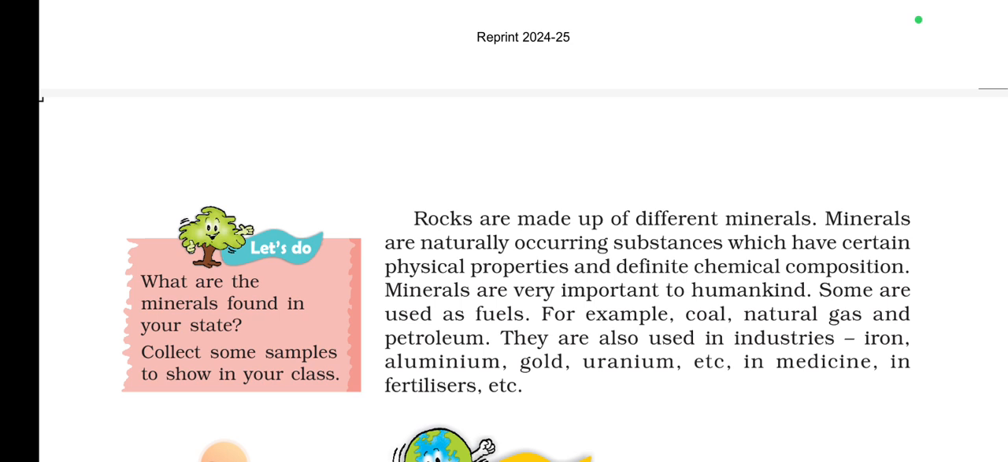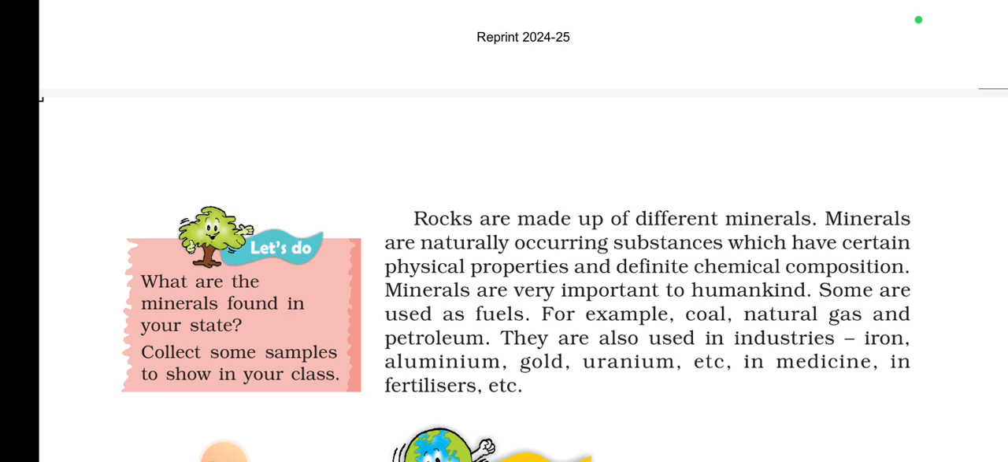Now, the rocks are made of different minerals, so this is about mineral composition. Minerals are naturally occurring substances which have certain physical properties and a definite chemical composition. Minerals are very important to humankind, and some are used as fuels, for example coal, natural gas, and petroleum. Some are used in industries, for example iron, aluminum, gold, uranium, and some in medicine and in fertilizer.